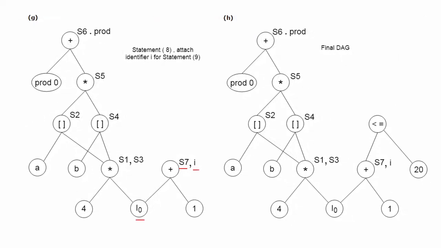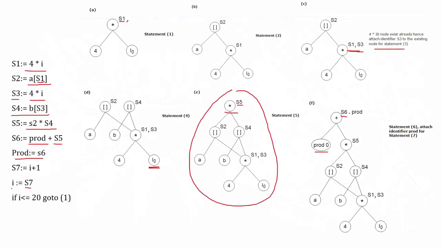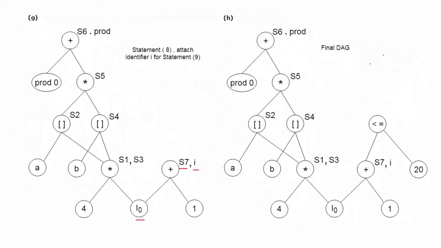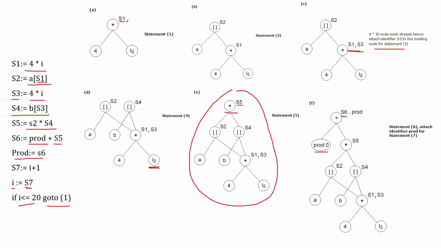Okay. Then at last what we are supposed to do: if this I is less than 20, then go to B1. So what we have in B1 is 1. Okay. Now you see the DAG. So this will be the final DAG. Less than or equal to what? Which one is less than or equal to? Here, that is I less than. I is then S7. That is in this particular last one which we have constructed.